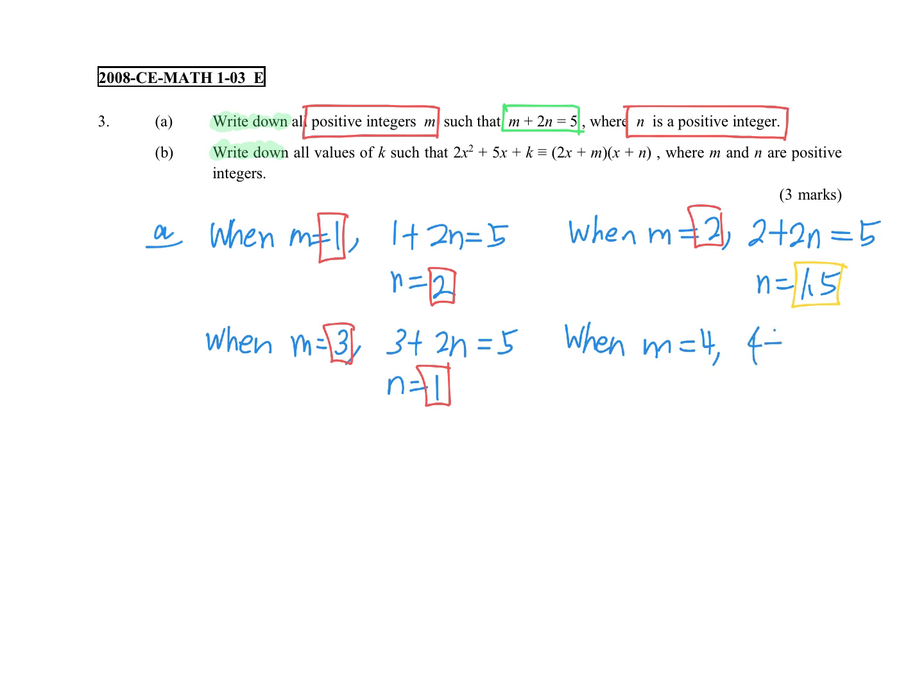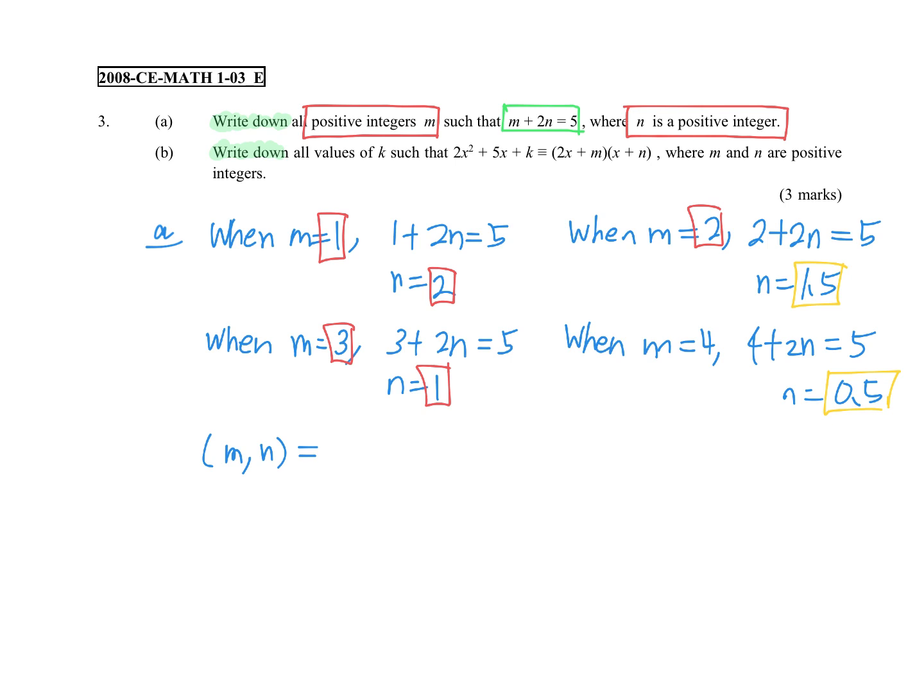For m equals 4, 4 plus 2n equals 5, and then 5 minus 4 is 1, so n equals 0.5. So you can see it keeps decreasing. You will foresee that the next n will be 0, and then it will go negative. But we want positive integers. So based on all these trials, of course all these trials can be done in your mind.